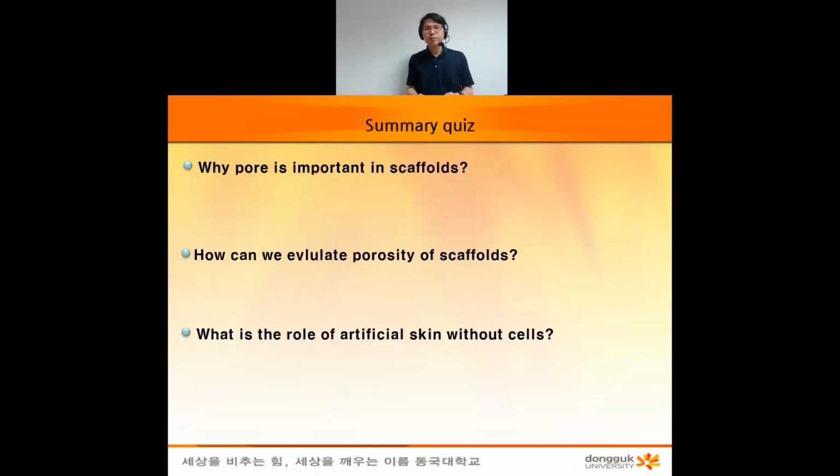Okay, these are summary quizzes. Let's think about why pores is important in scaffolds. I will ask you again, but I will give you the answers. Pores are important in cell adhesion and the molecular transport. And the molecules can be either nutrients or the waste. And how can we evaluate? It's evaluate porosity of scaffolds.